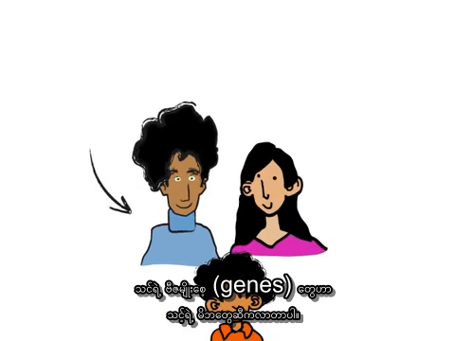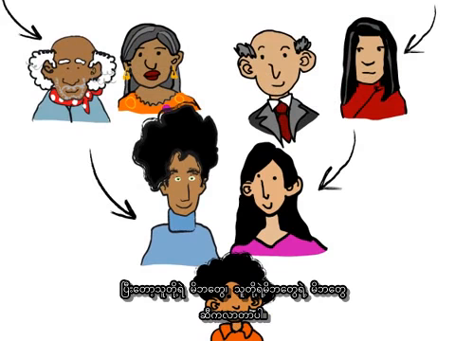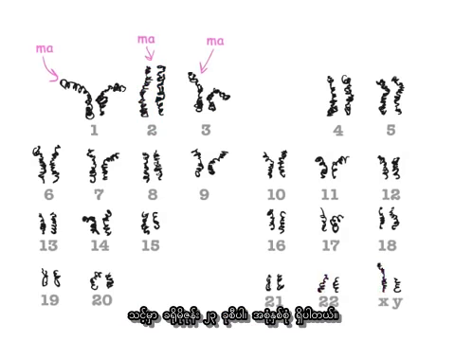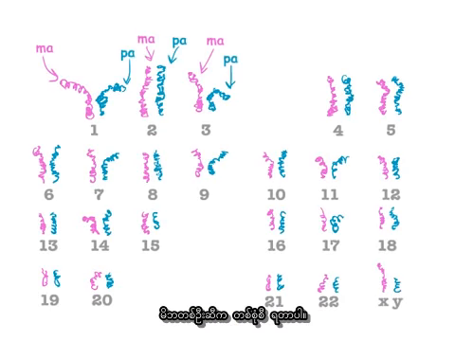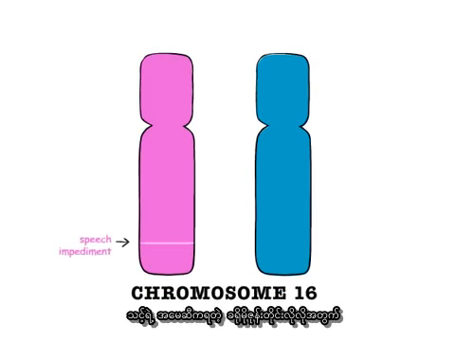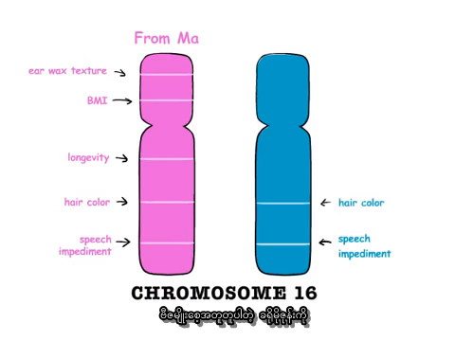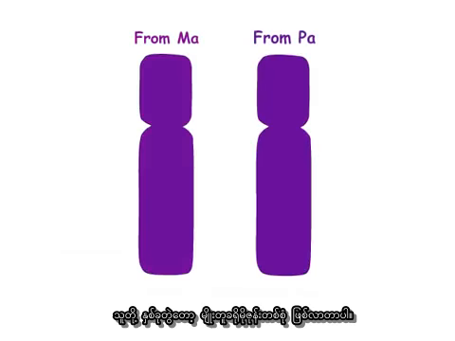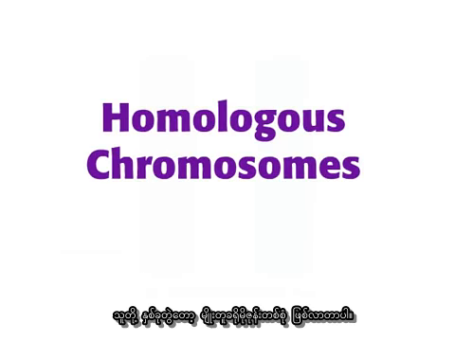Your genes come from your parents, of course, and from their parents, and from their parents' parents, and, well, you get the idea. You have 2 sets of 23 chromosomes, 1 set from each parent. For almost every chromosome you inherit from your mother, you also inherit one from your father that has his versions of the same genes. Together, they form a pair of homologous chromosomes.